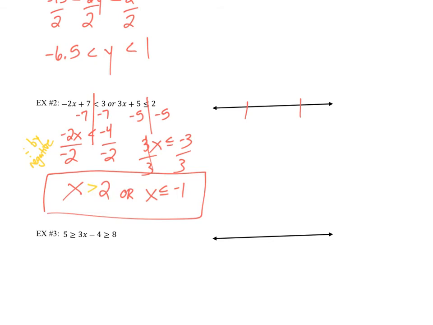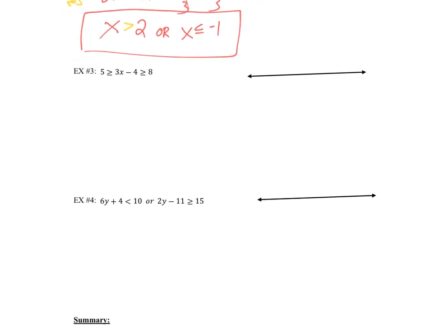So we put these numbers on there. 2 is bigger than negative 1, so 2 goes to the right. So start with x is greater than 2. It's an open circle. Greater than means you shade to the right. Or x is less than or equal to negative 1 is a filled in circle, shade to the left. So these point away from each other, and that's what it's going to look like.